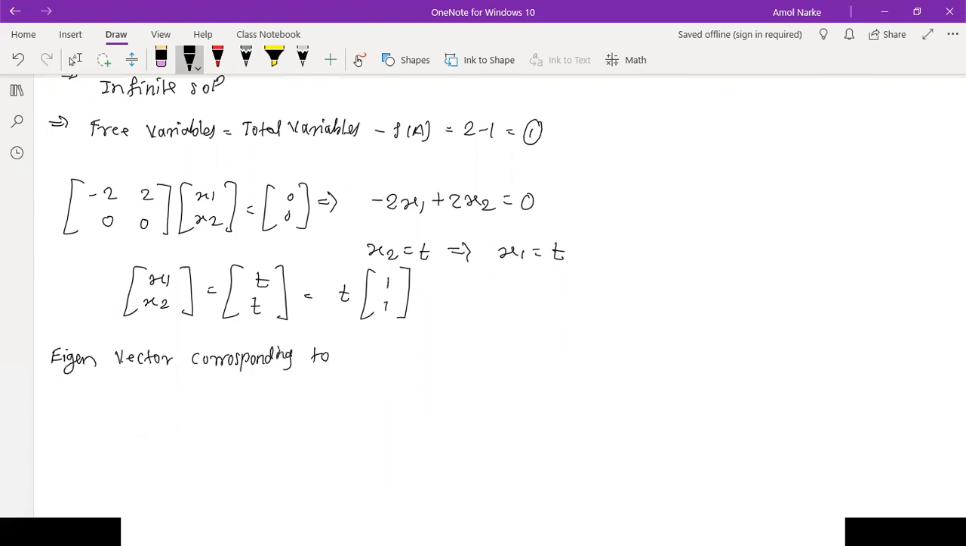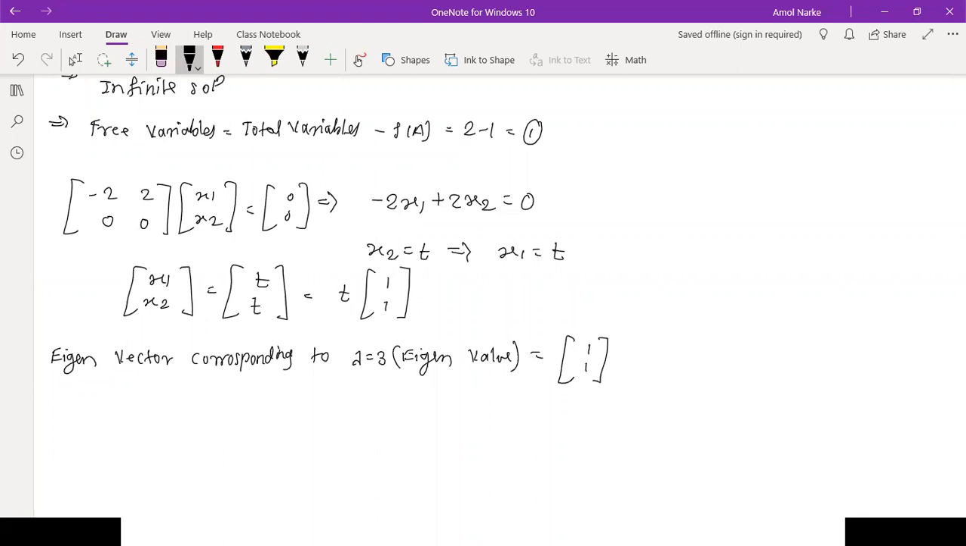Corresponding to lambda equal to 3, which is your eigenvalue, the eigenvector is 1, 1. You can substitute t equal to anything. If t is equal to 100, you get 100, 100, which is nothing but the same vector.